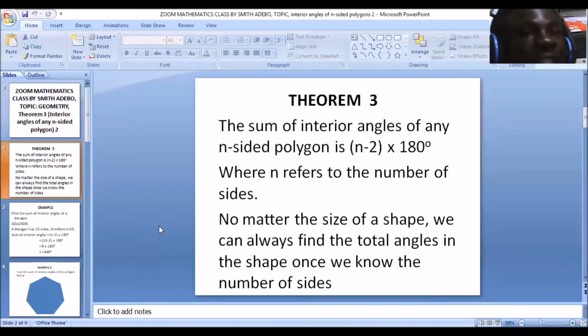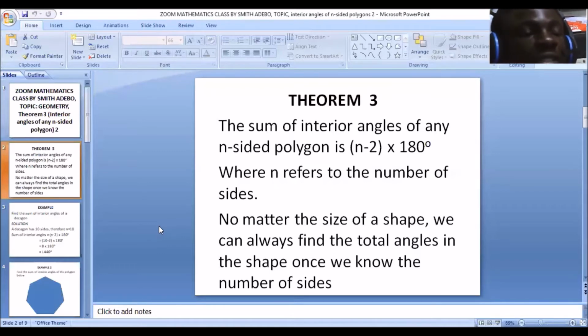No matter the size, be it 10, 20 sides. Once you know the number of sides of that particular shape, you can always find the total number of angles that are embedded in the shape. In this particular formula, n minus 2 times 180 degrees, the only unknown is n, the number of sides. Once you know the number of sides, your problem is solved.